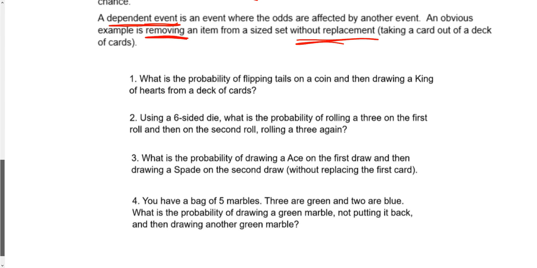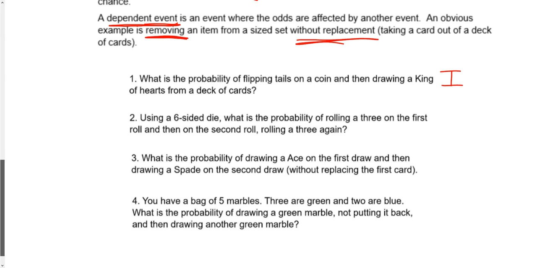It says, what is the probability of flipping tails on a coin and then drawing a king of hearts from a deck of cards? Is that dependent or independent? Independent. Flipping a coin does not determine what card we're going to get. So this is an example of independent.